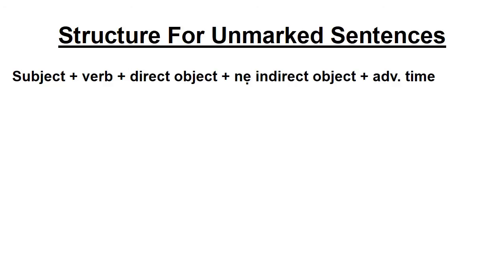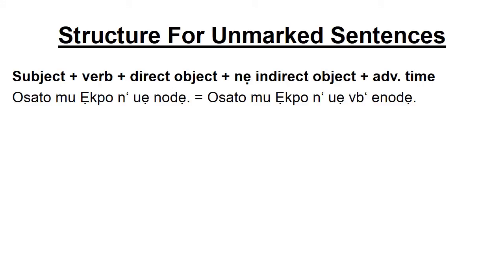So here for the structure for unmarked sentences, we have the subject, because we have SVO. So we have the subject, verb, and the direct object comes first. The direct object comes before an indirect object. And then we can have, for instance, an adverb of time, or adverbial phrase of time.